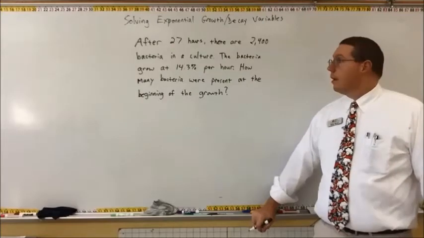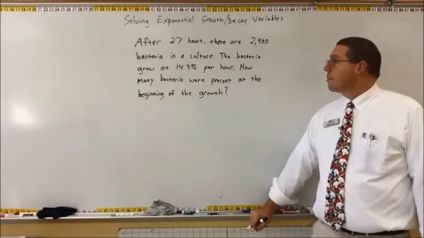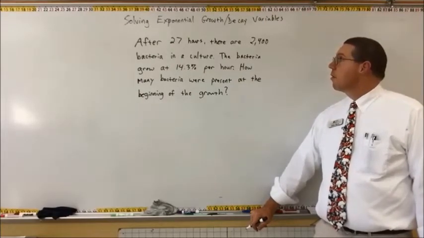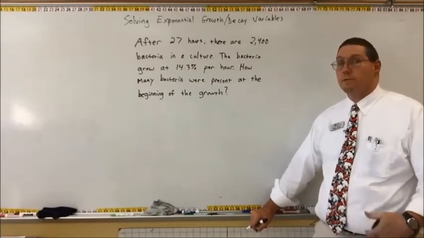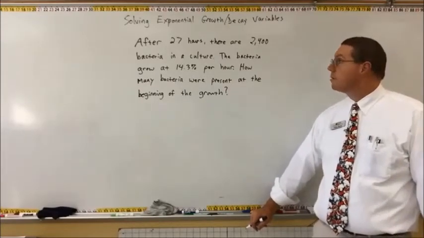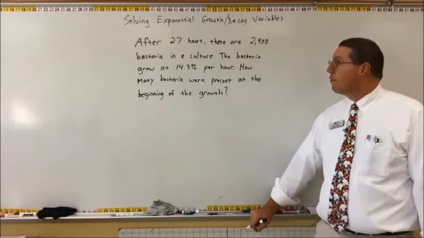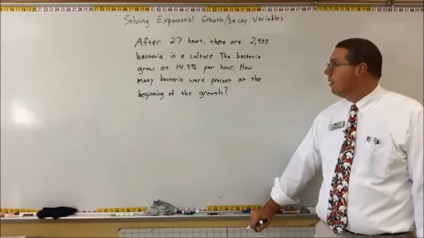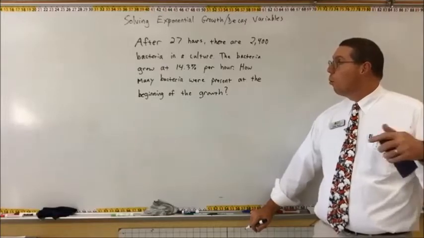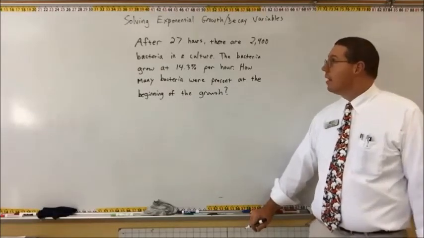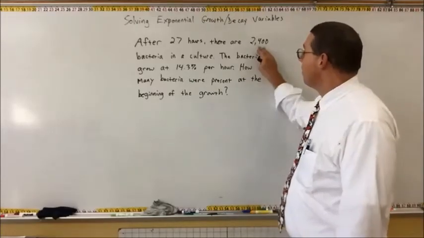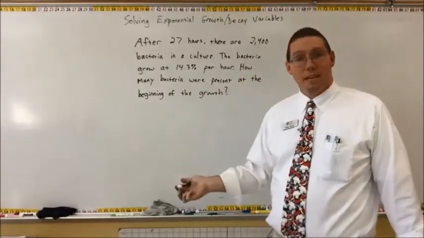All right, here's one. It says after 27 hours, there are 2,400 bacteria in a culture. So after 27 hours, this is the end of the 27 hours. The bacteria grow at 14.3% per hour. How many bacteria were present at the beginning of the growth? So here again, here's another situation where we have the ending value, but we don't have the beginning value.